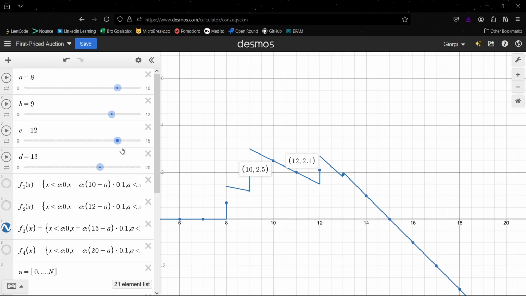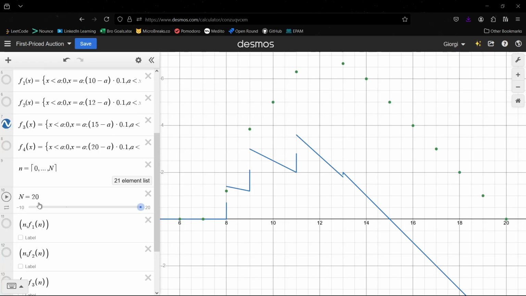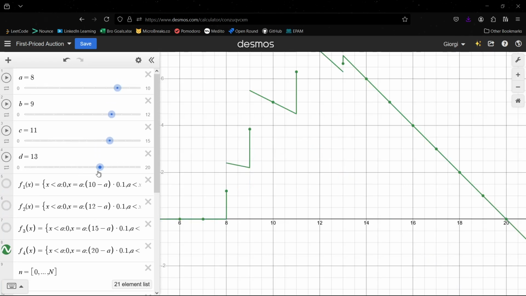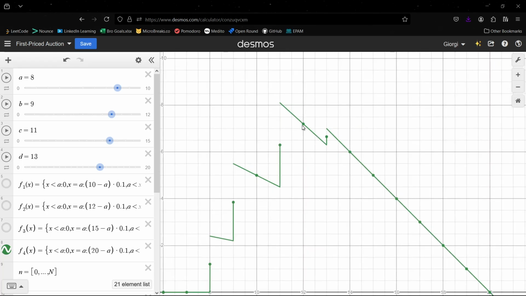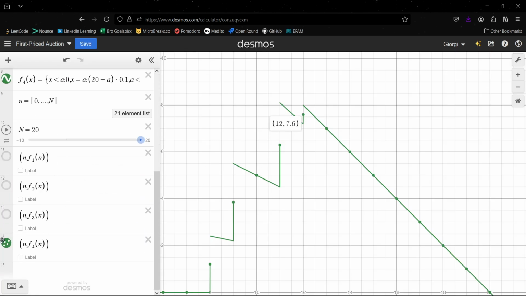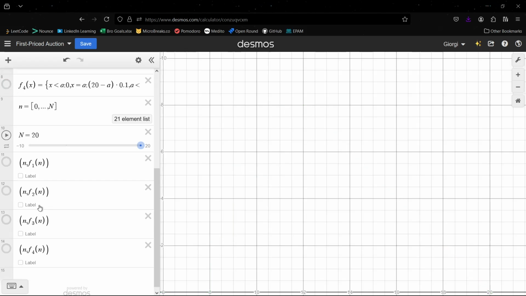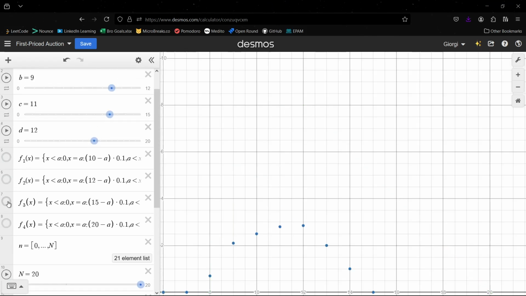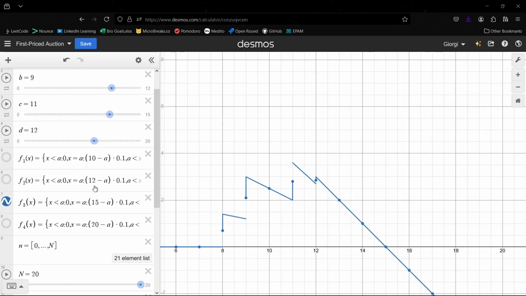Ooh, 10 is better than 12. Let's reduce it a bit. So 11 is the best now. So this works. So 8, 9, 11. And now we reduce it. So 13 doesn't work anymore. Let's reduce it. 12 works. Now let's just test, just in case, whether the other types are still doing the optimal thing.